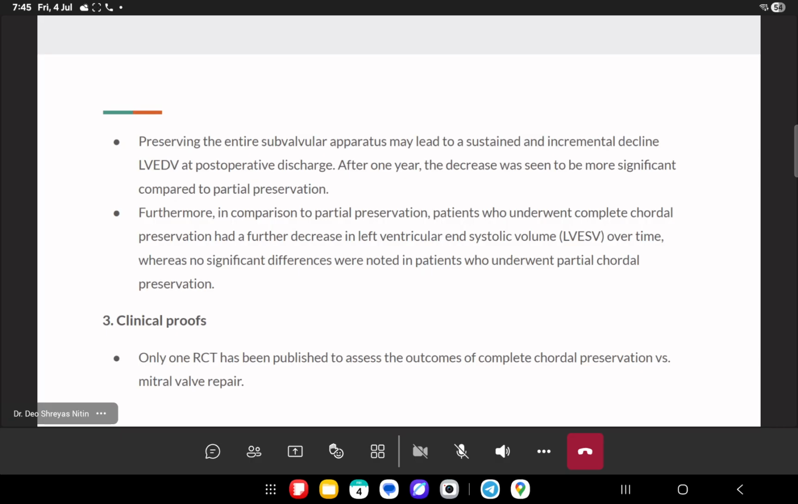Furthermore, in comparison to partial preservation, patients who underwent complete chordal preservation had a further decrease in left ventricular end-systolic volume over time, whereas no significant differences were noted in patients who underwent partial chordal preservation.